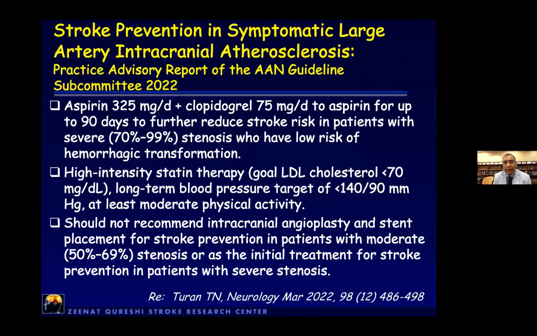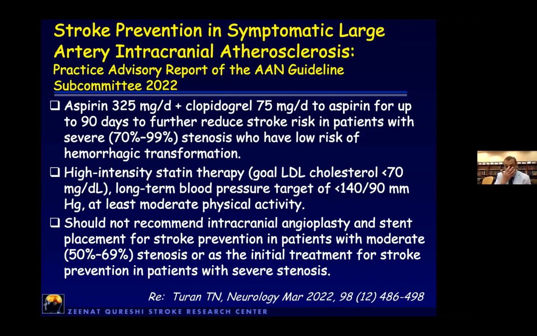So the American Academy of Neurology Guidelines Subcommittee in 2022 came up with the following guidelines for stroke prevention in symptomatic large artery intracranial atherosclerosis. So they are actually recommending aspirin, 325 milligram per day, and clopidogrel, 75 milligram per day, in addition to aspirin, for 90 days to reduce stroke risk in patients who have severe intracranial stenosis, severity defined by 70 to 99% intracranial stenosis, and who have a low risk of hemorrhagic transformation.